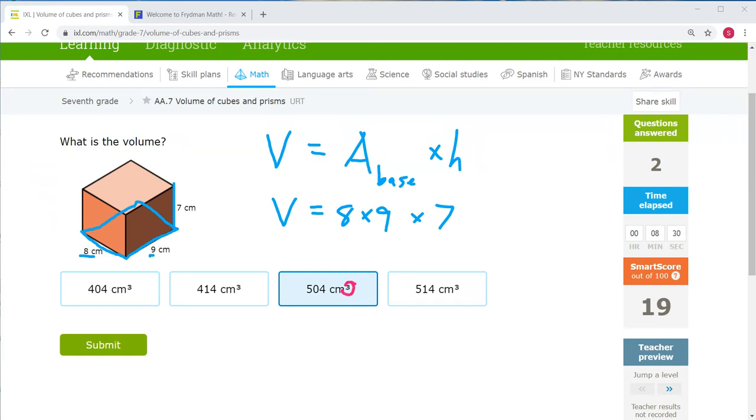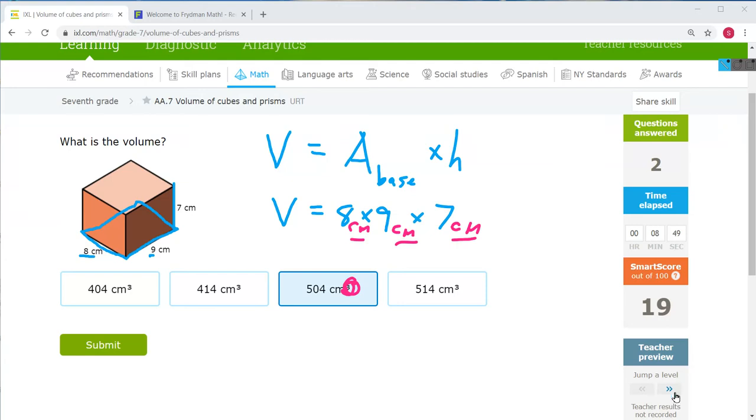And again, that is cubic centimeters, because we're measuring units of centimeters 3 times. So this was centimeters, this was centimeters, and this was centimeters. And if we do centimeters times centimeters times centimeters, then we get cubic centimeters. So that's why we have that exponent of 3 there.